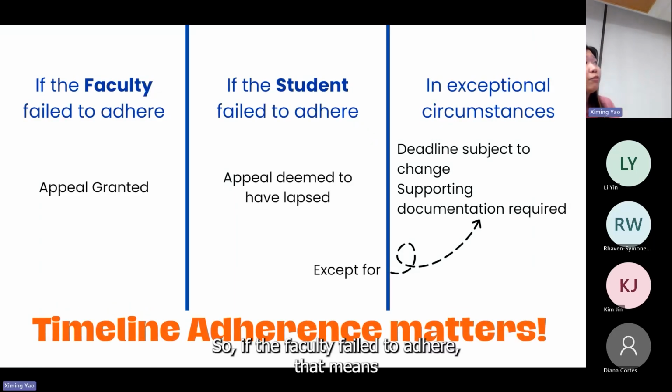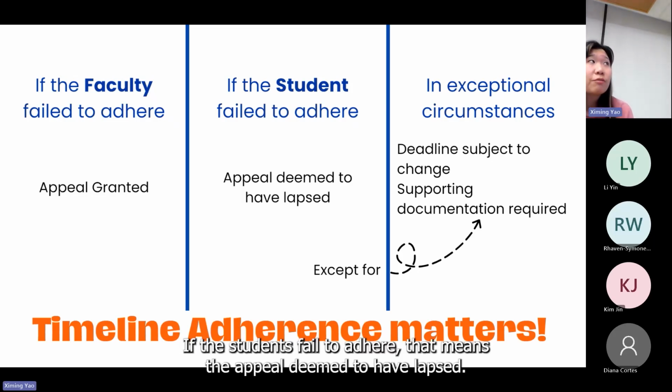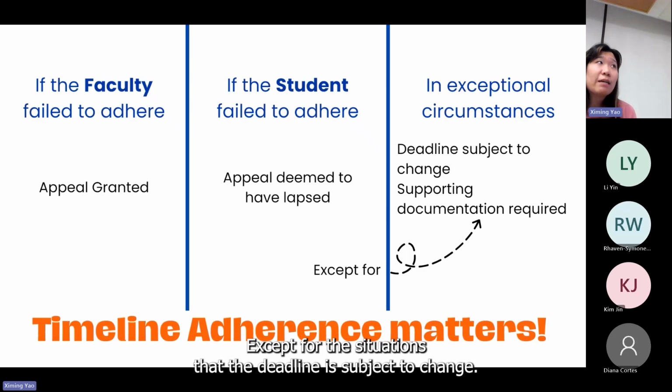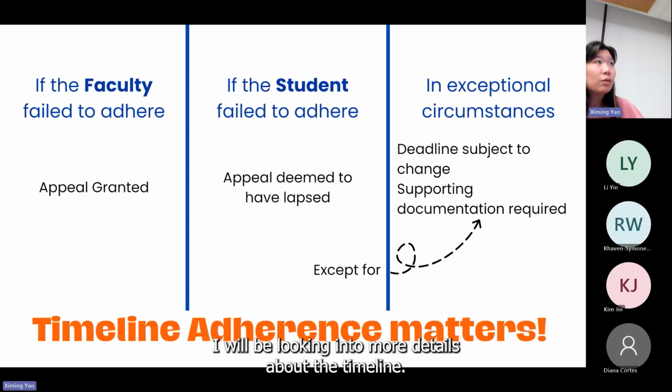Okay. If the faculty failed to adhere, that means that your appeal will be granted. If the students fail to adhere, that means the appeal is deemed to have lapsed, except for situations where the deadline is subject to change, or there are extra supporting documents required. That is all to say, timeline really matters. I will be looking into more details about the timeline in the next slides.